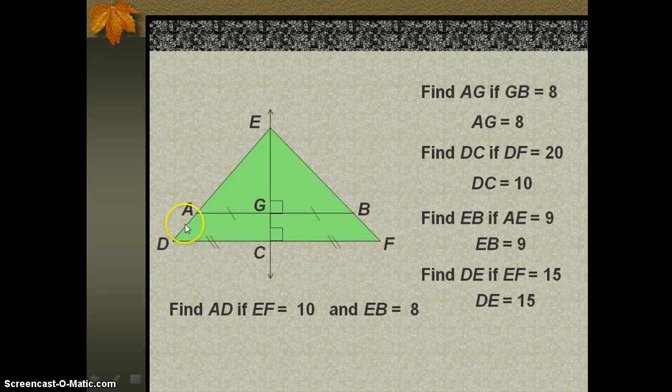Find AD, this little part right here, if EF is 10 and EB is 8. So I know that BF and AD are going to be congruent, so if this whole thing is 10 and the upper half is 8, that would mean that BF is 2, which would make AD 2.